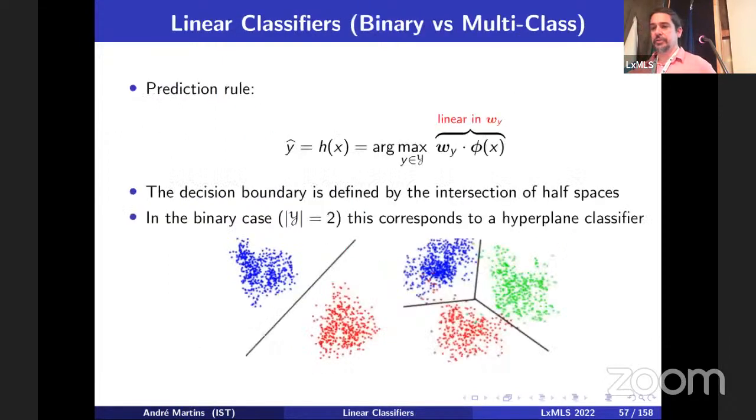Okay, so our prediction rule is going to be this. We compute the score using every candidate label y, and then we predict y hat that maximizes this score. And again, in the binary case, this is going to revert to a simple hyperplane classifier.